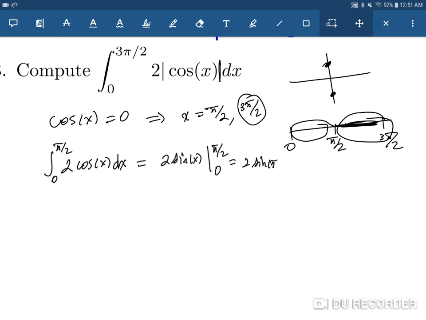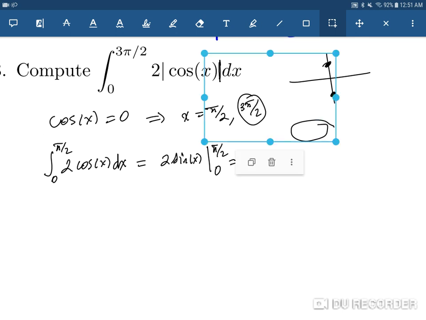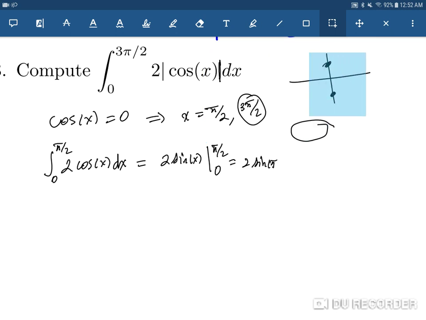Let me see if I can remove that. No, that's not what I want to do. I want to remove this. I want to remove this. Okay. All right. That won't work. Okay.